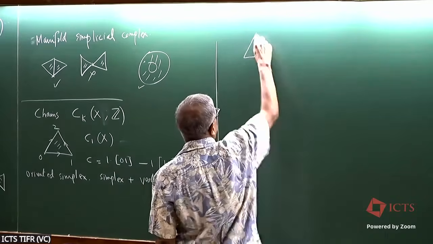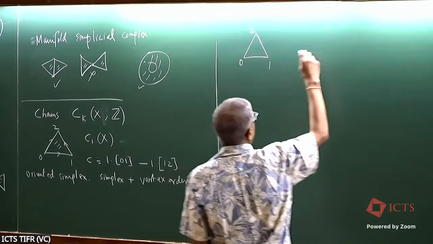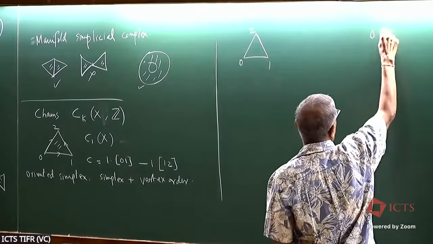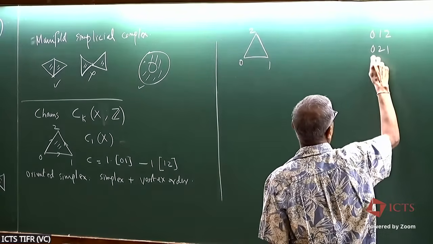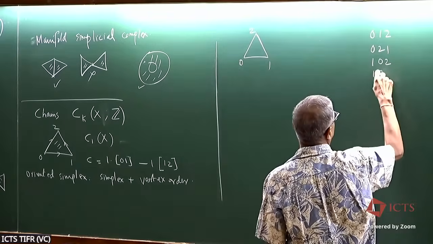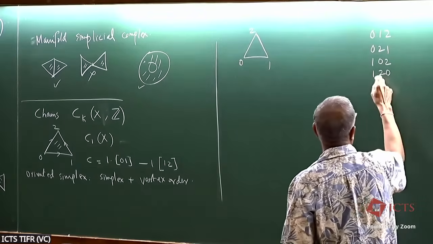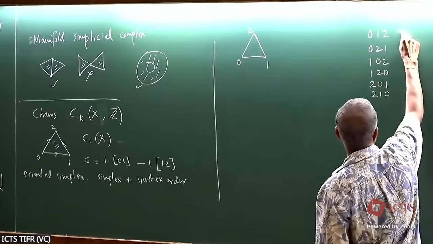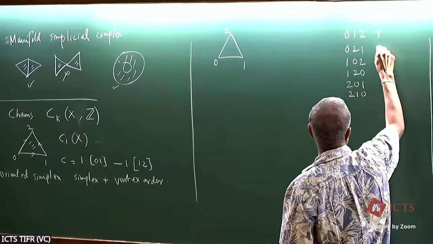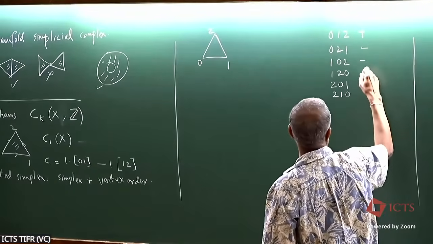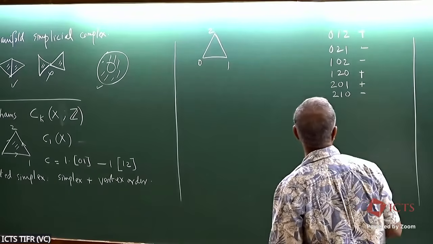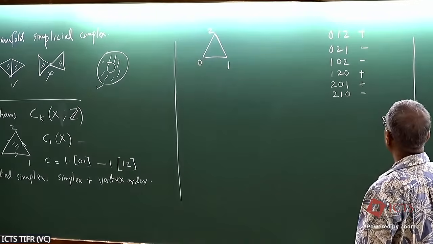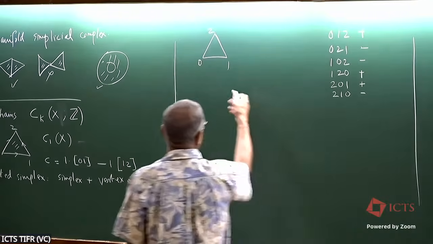So for example, let's take 0, 1, 2. If you do all possible permutations and look at the sign of the permutation, meaning how many swaps you need to get it in that position, then this is a plus sign, this is a minus sign, that's a minus sign, this is plus, and that's a minus. So I can write the orientation.